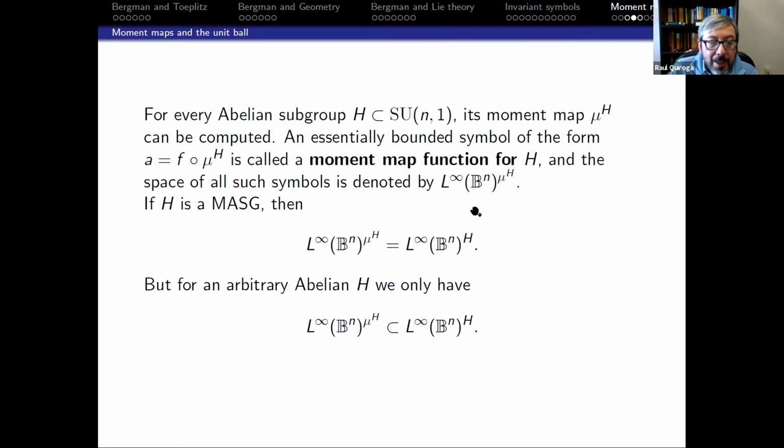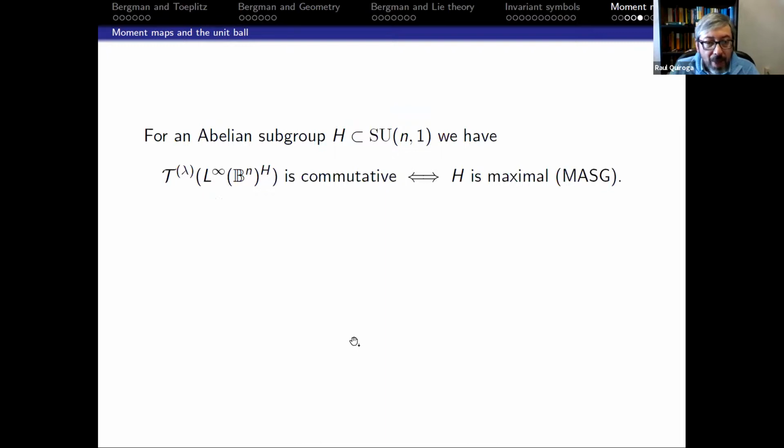Because H is abelian, well, in the case of maximal abelian subgroups, as I mentioned, equality holds. For an arbitrary abelian group, we only have an inclusion. You have less symbols. It's smaller. For maximal abelian subgroups, equality holds if and only if H is maximal.